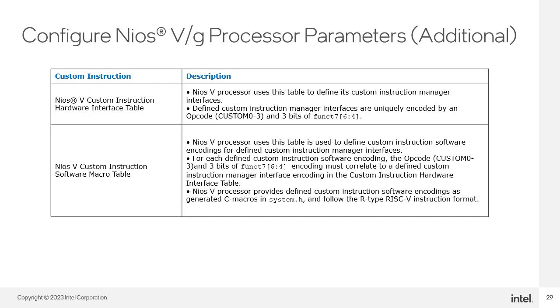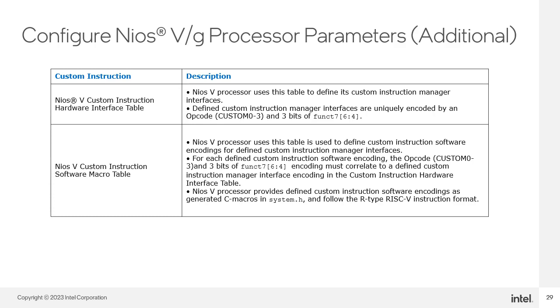In the Nios V custom instruction hardware interface table, you can define up to a total of 32 individual custom instruction manager interfaces. The Nios V custom instruction software macro table. In here, mnemonics may be used to define custom names for the generated C macros in the system.h file, and the generated GDB debug mnemonics in the custom instruction debug.xml file.